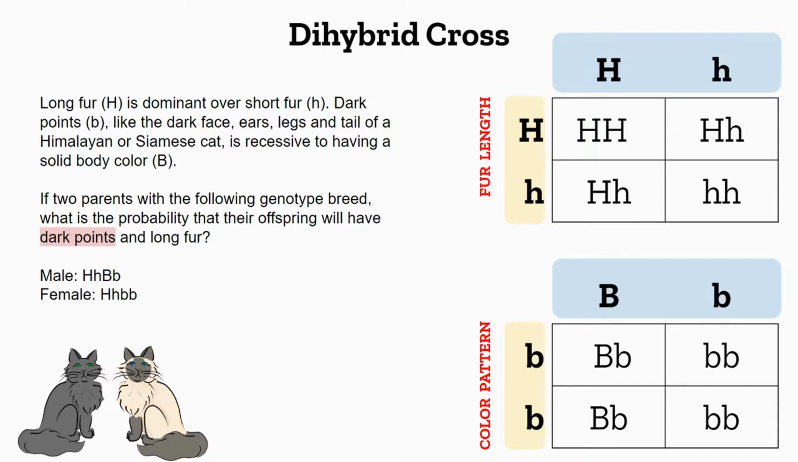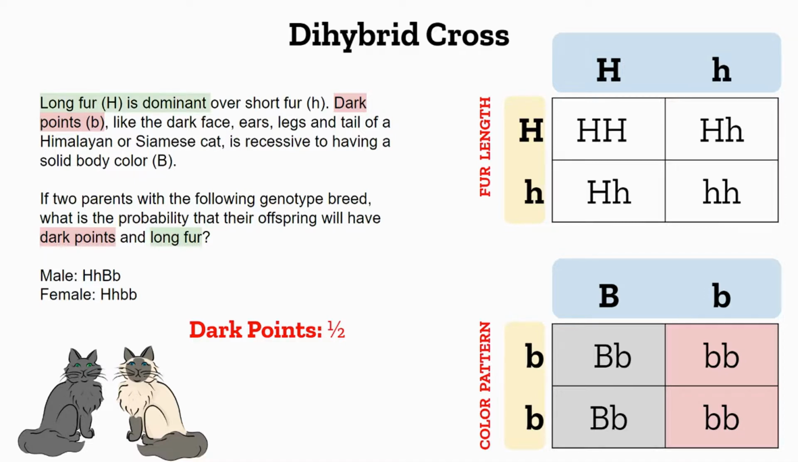We are being asked to find the chance of offspring having dark points as their fur pattern. If we look back, dark points are recessive. So when we consider our Punnett square, 2 out of the 4, or a 50% chance, of the offspring having the dark points. Then we look at the next part. What is the question asking us about fur length? We're looking for the chance of offspring having long fur.